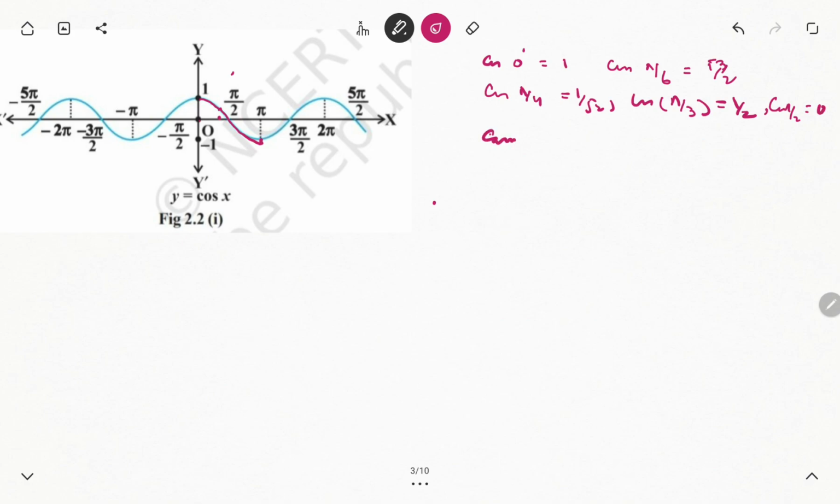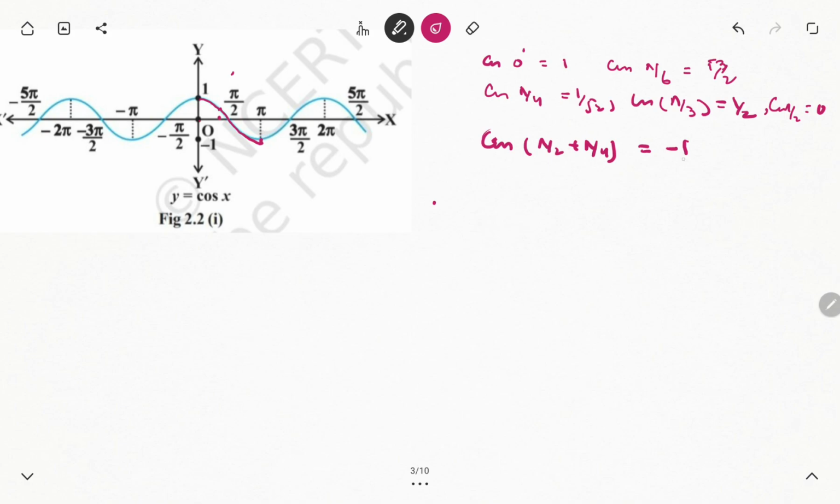Cos of, this is necessary to know the values. Cos of say 90 plus 45 would be 135, right? So pi by 2 plus pi by 4, the value will be cos of 180 minus theta is minus cos theta. This means this will be equal to minus 1.